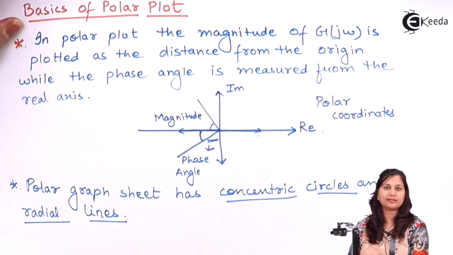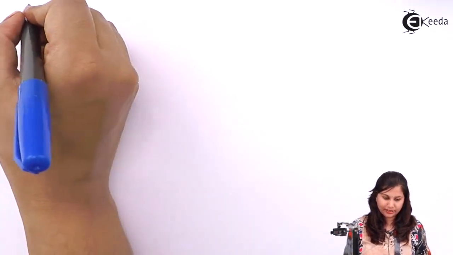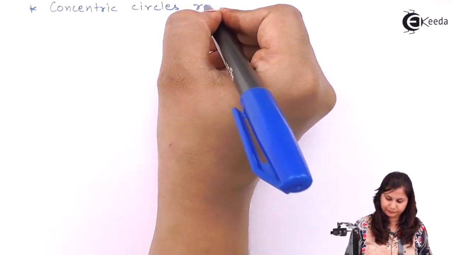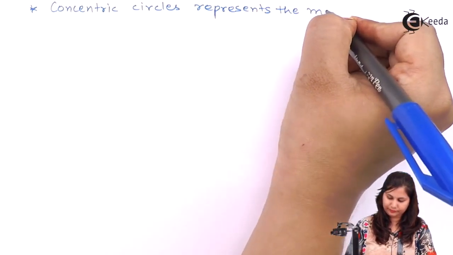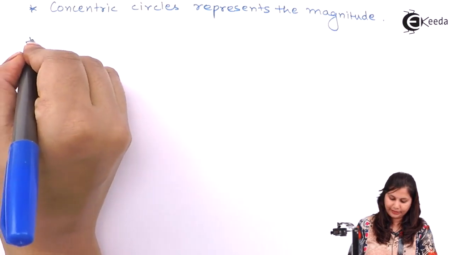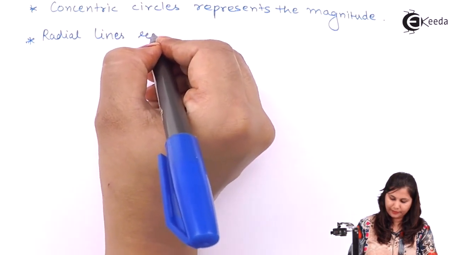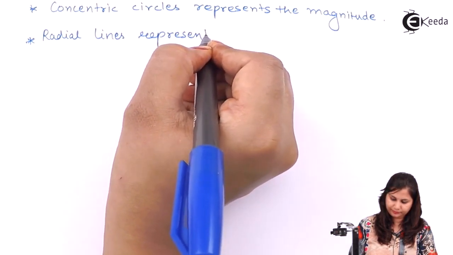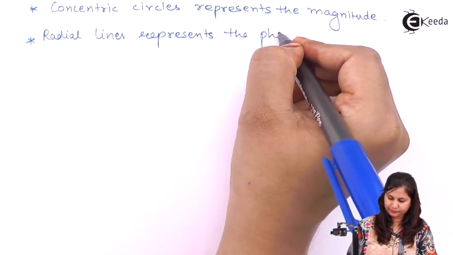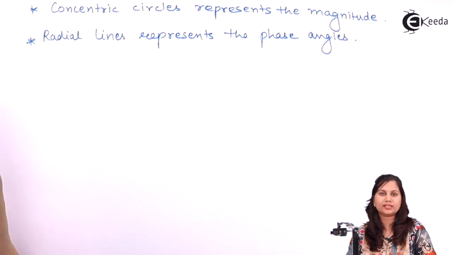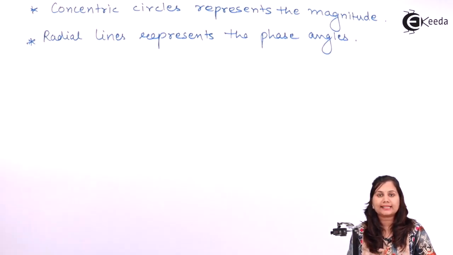Now what do these concentric circles and radial lines represent? Concentric circles represent the magnitude, and radial lines represent the phase angle. So the polar plot consists of concentric circles and radial lines. Concentric circles mean the magnitude, and the radial lines represent the phase angles.